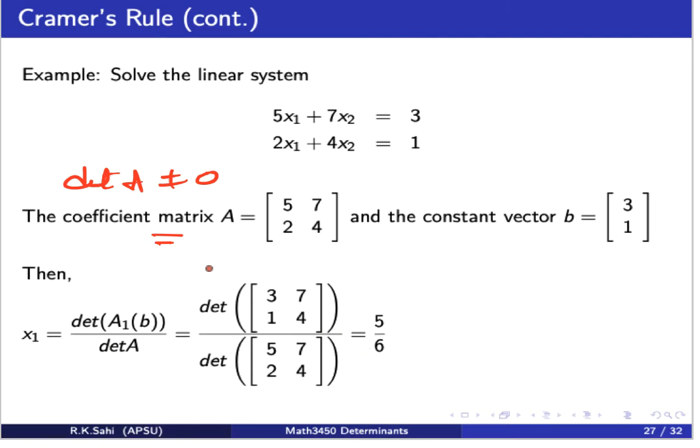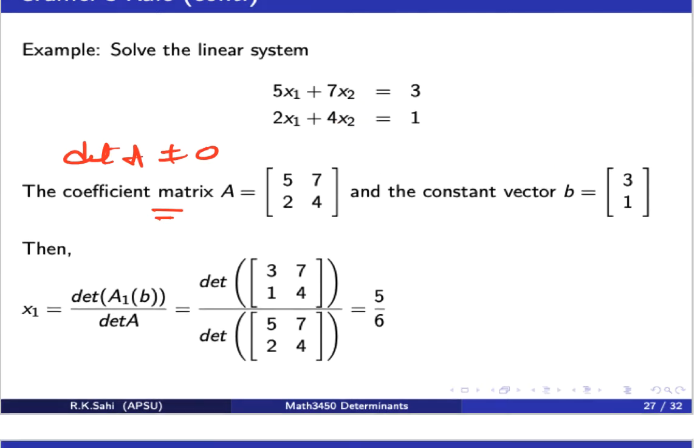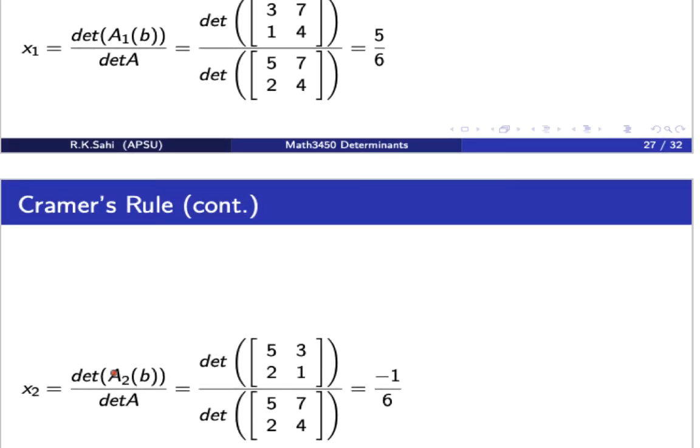In a similar fashion, we can find the solution for x2. Now remember for x2, we are going to replace the second column, that's 7 and 4, by the constant vector 3 and 1. And we just find the determinant of this 2 by 2 matrix, which is 5 minus 6, or minus 1, over 6. So Cramer's rule is another way of finding the solution of a given linear system of equations, provided that the determinant of the coefficient matrix is non-zero.